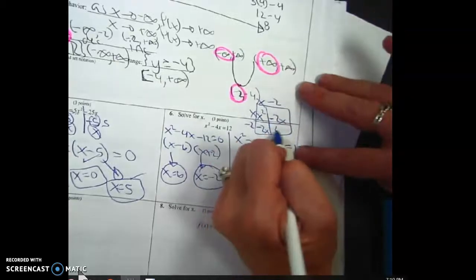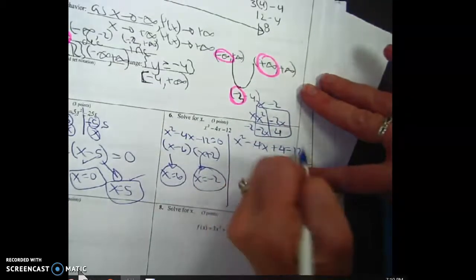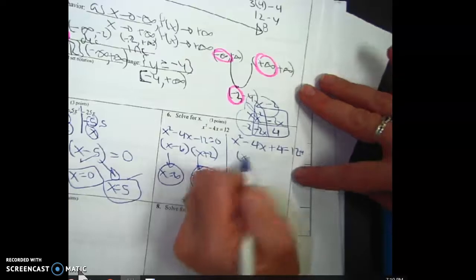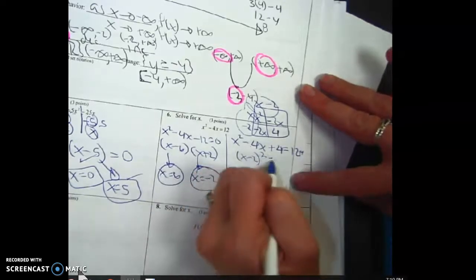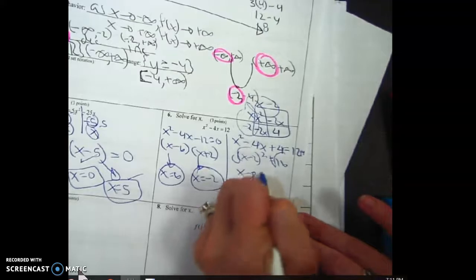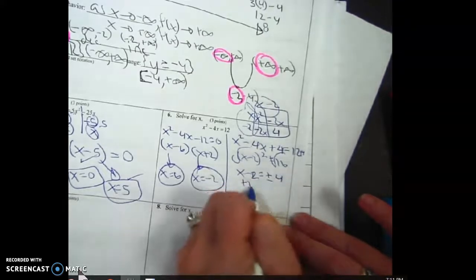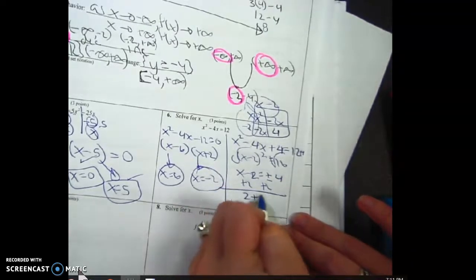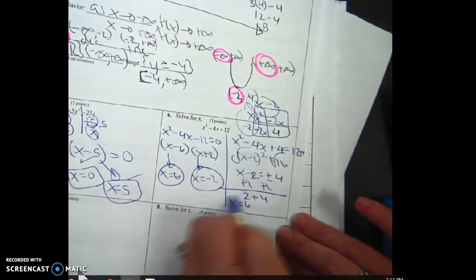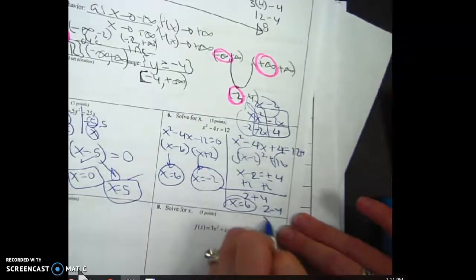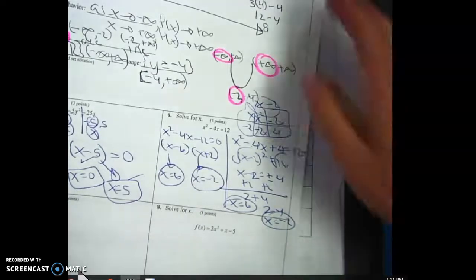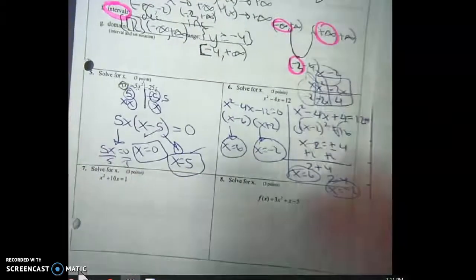-2 times -2 is 4, plus 4, plus 4. Now, x minus 2 squared equals 16, square root. X minus 2 equals plus or minus 4, add 2. 2 plus 4, 6. 2 minus 4, -2. You can even do the quadratic formula, whatever you want. Let's go to the next one.